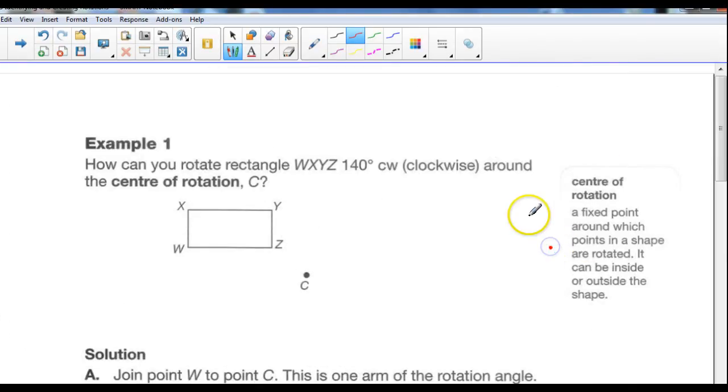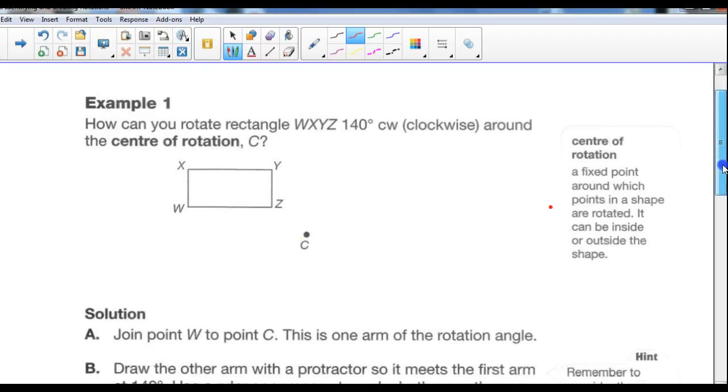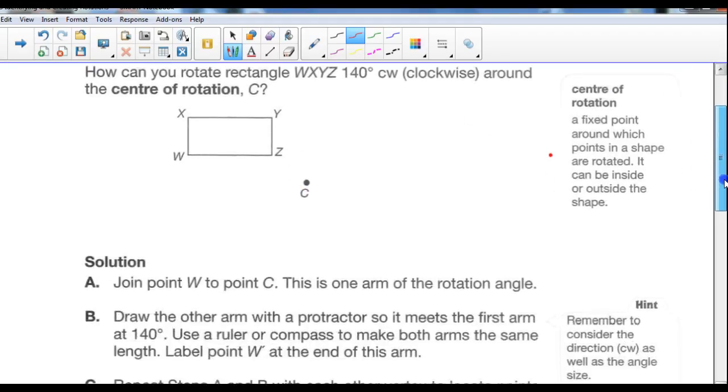And away you go. Okay, so example 1. How can you rotate this rectangle 140 degrees clockwise around the center of rotation C? Well, there is a way to do it. It's around a fixed point. You need a protractor, you need a ruler, because we have to measure.